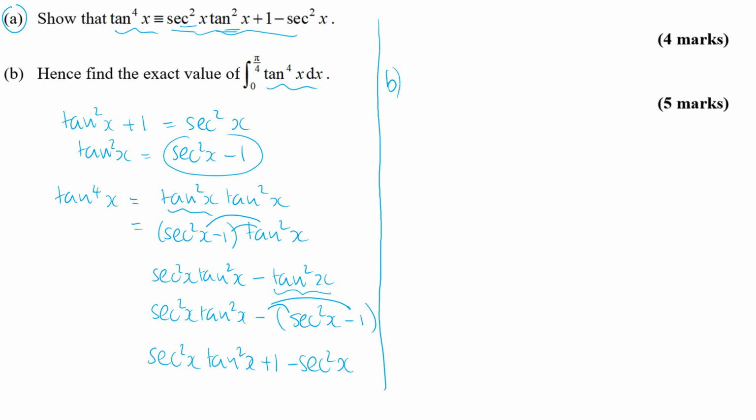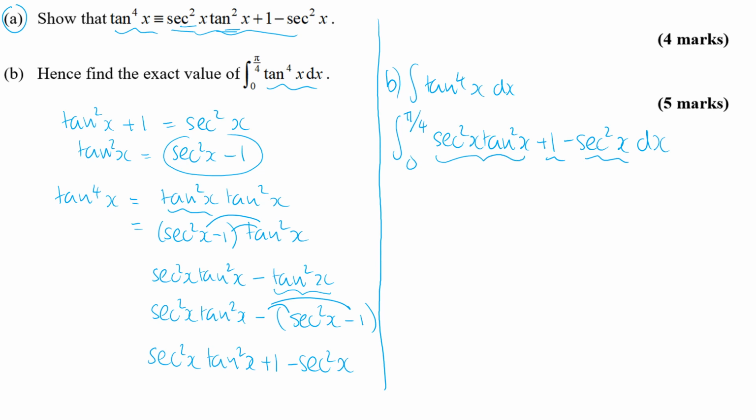Now part B, we need to integrate tan to the 4 x. And we're going to integrate what we've just found tan to the 4 of x to be: sec squared x tan squared x plus 1 minus sec squared x dx. Now tan x differentiates to sec squared, so sec squared on the end there is going to integrate to tan. The 1 is easy to integrate, we just need to worry about this term here.